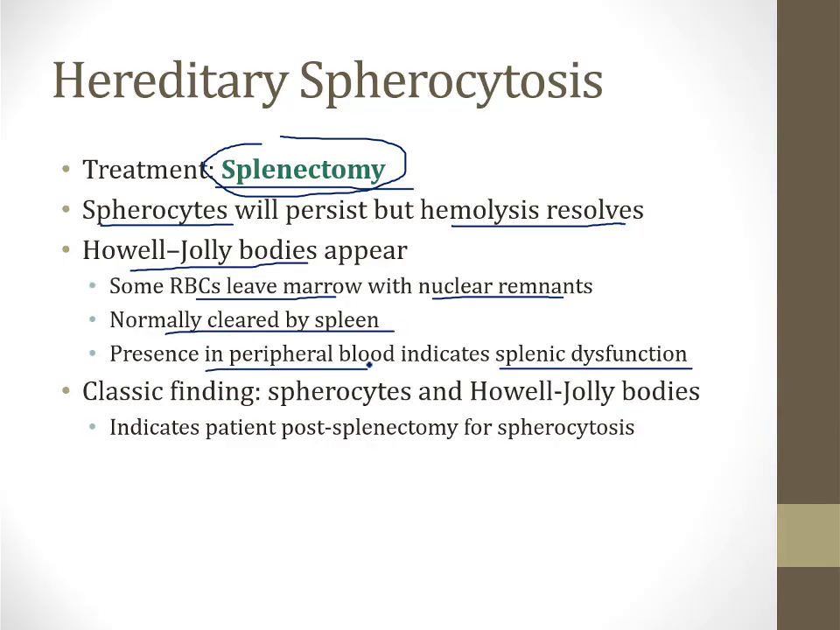The reason I'm telling you this is because a classic finding that often appears in board exams is a peripheral smear with both spherocytes and Howell Jolly bodies present. That peripheral blood smear is from a patient who has spherocytosis and has had their spleen removed for treatment, and therefore what you now see in their peripheral blood is both spherocytes and Howell Jolly bodies.